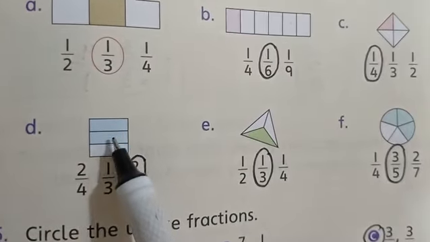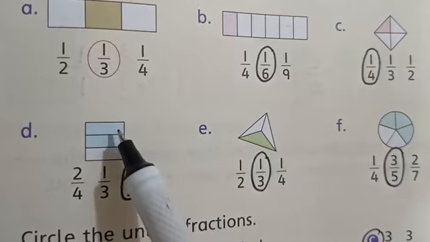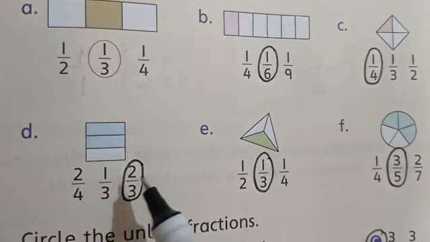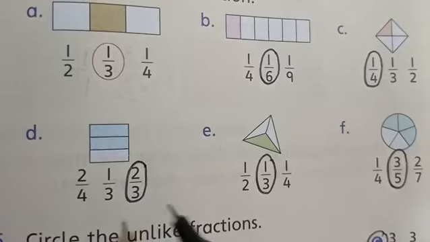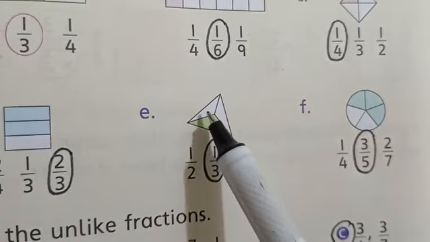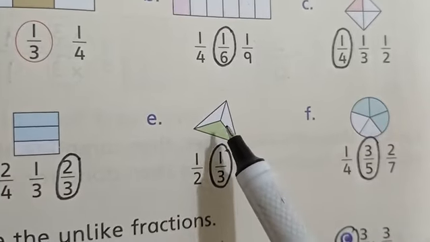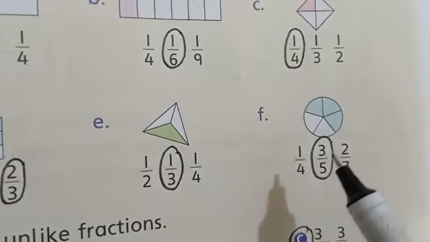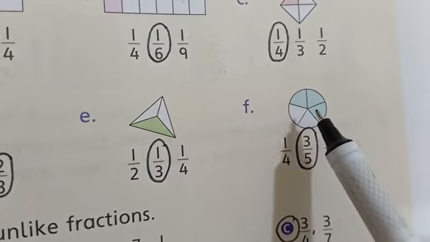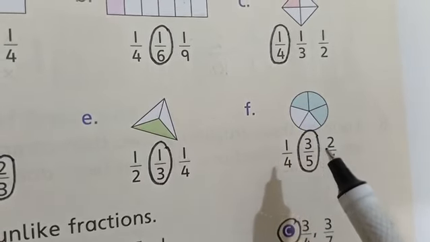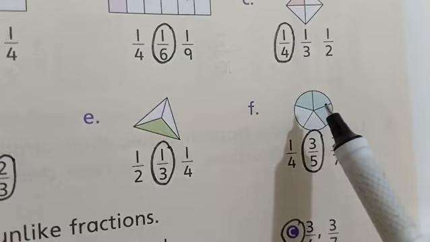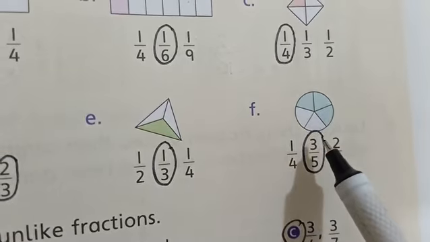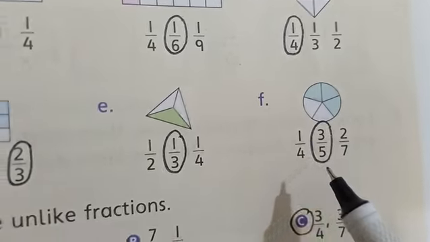Next we have 1, 2, 3. Total parts are 3 and how many shaded parts? It is 1 and 2. So correct fraction is 2 by 3. Next is 1, 2, 3. Total parts are 3 and how many shaded parts? It is 1. So fraction is 1 by 3. Next is 1, 2, 3, 4, 5. Total parts are 5. And how many shaded parts? 1, 2, 3. So fraction is 3 by 5.